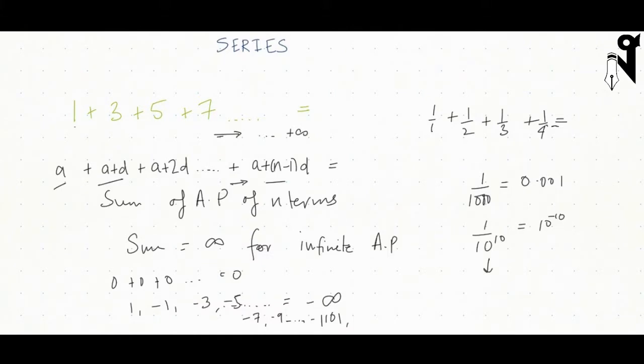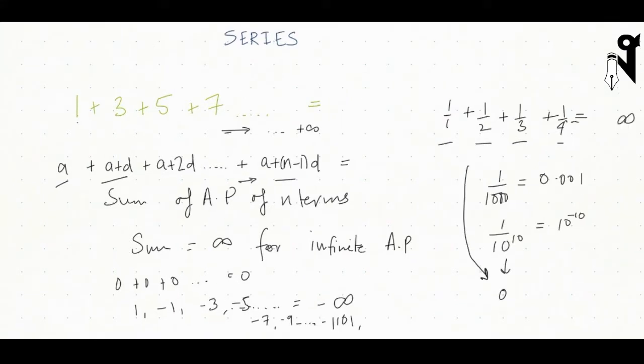So you see, I'm starting with 1, going to half, 1/3, 1/4, so on, and eventually I'm coming to such a small number. Just an interesting series I'm pointing out. The sum of this infinite series comes to infinity, plus infinity, even though the terms which are very far away are so small that they're approximately 0.